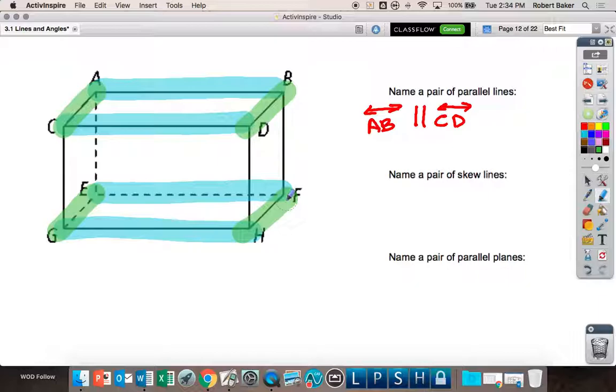Right? Is there any other lines that we haven't talked about that are parallel? HD and GC. Line HD, line GC, and line AE and BH. Line BF.